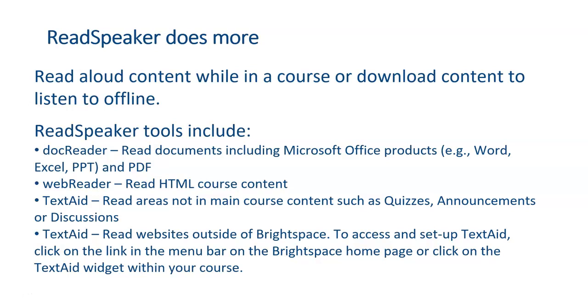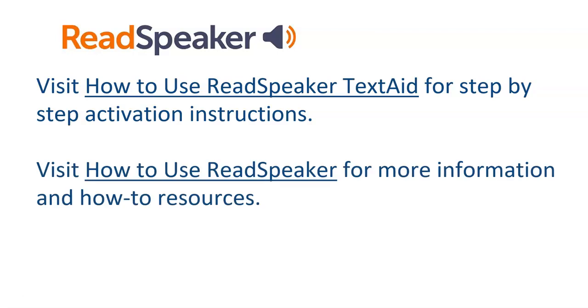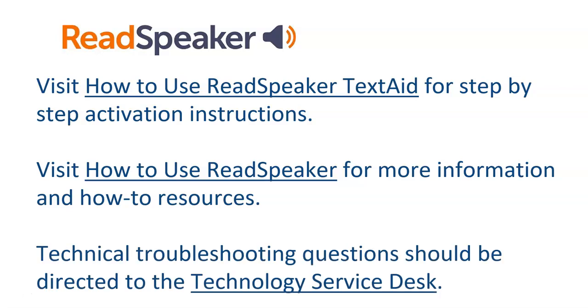It's not terribly complicated, but if you want to access and set up TextAid, you're going to click the link on the menu bar on the Brightspace homepage or click on the TextAid widget within your course. That's a little more complicated. If you're interested in that, you want to dig a little deeper and watch some videos or ask for some help. But you can visit How to Use Readspeaker TextAid for step-by-step activation instructions. And then you can visit How to Use Readspeaker for more information and how-to resources. Technical troubleshooting questions should be directed to the Technology Service Desk.